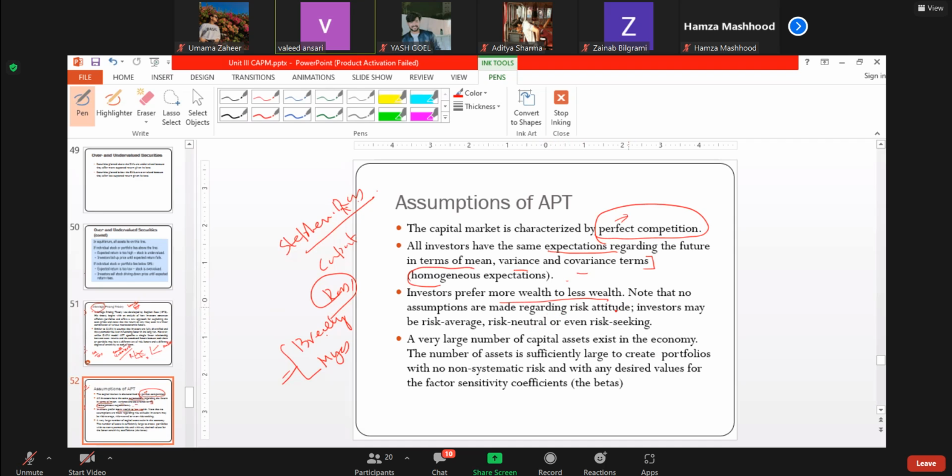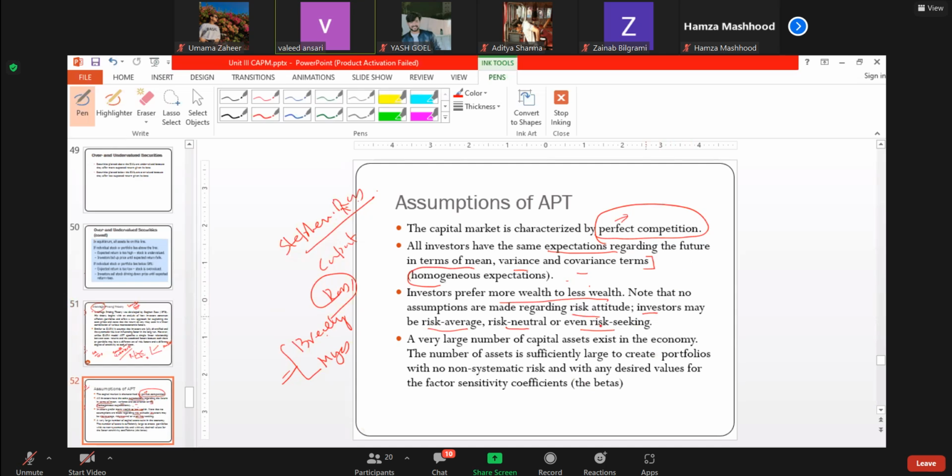So there is no need to have any assumption regarding risk attitude, whether the investors are risk averse or risk neutral. If you prefer more wealth to less wealth, that will be implied from that. No rational investor will prefer less wealth to more wealth.